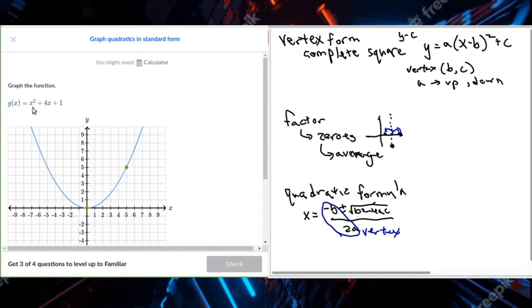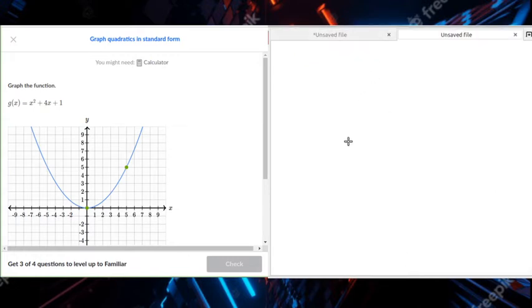So I've got x squared plus 4x plus 1. I could probably complete the square, but it's not obviously factorable for me, and I'd need to complete the square to get vertex form, but I think the quadratic formula is going to be the easiest method right here. So let's go ahead and do that. If I've got x squared plus 4x plus 1, then a is equal to 1, b is equal to 4, and c is equal to 1.